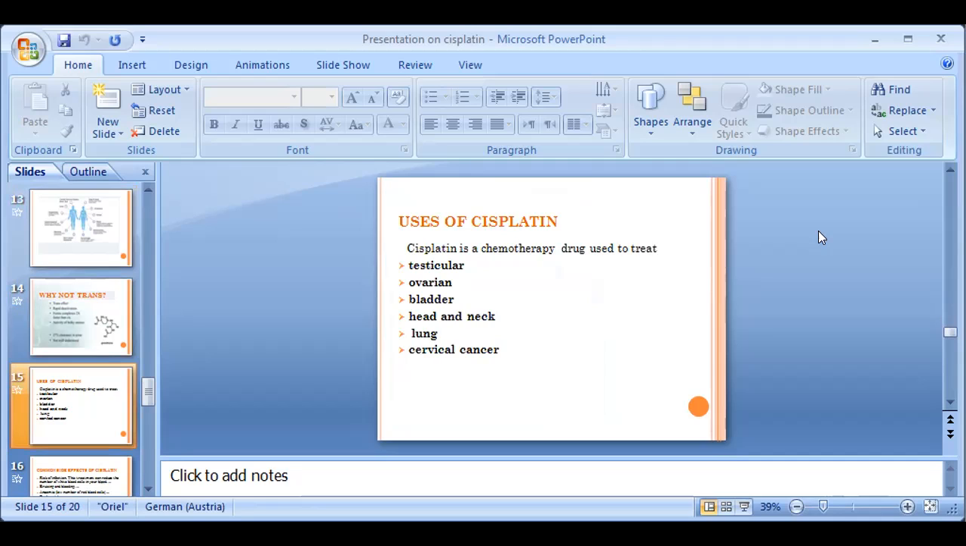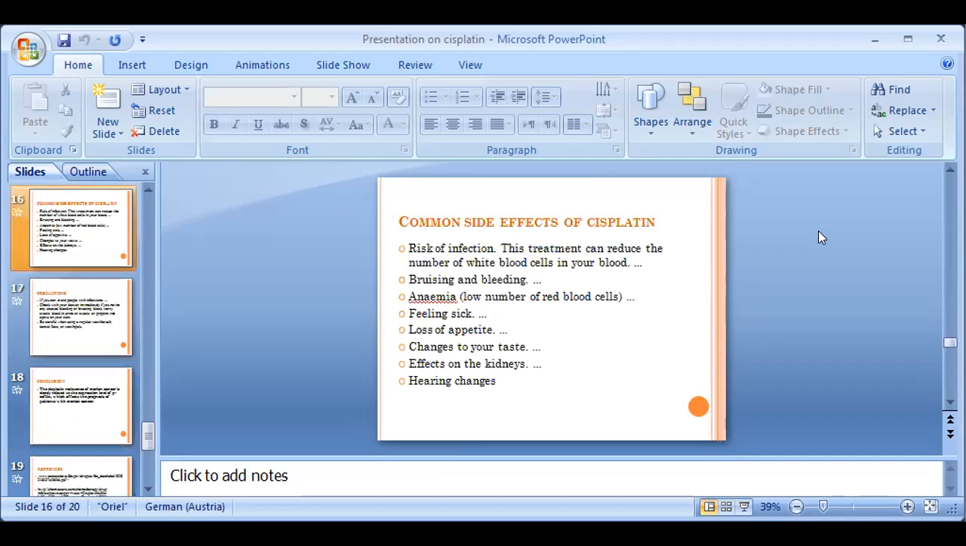Testicular cancer, a malignant tumor that initiates in the testicles, is most commonly found in men between ages 20 to 40. Treatment of testicular cancer by cisplatin and other platinum-based compounds has led to scientific breakthroughs such as increasing the patient's survival rate. Common side effects of cisplatin include a risk of infection.